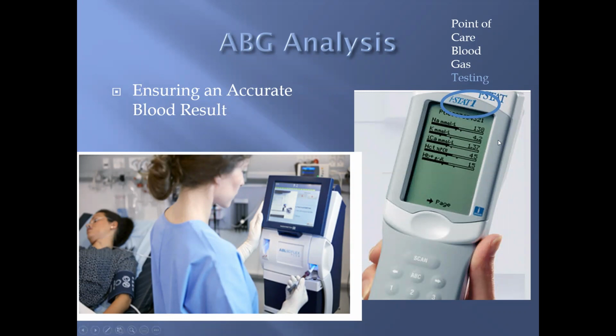The iStat, I don't even know if you're seeing this around. This was used at Joe DiMaggio. I've used those before. They have a little cassette, you put the blood in and you get your results. You don't have to calibrate anything. It's already automatically calibrated, but they may have changed over.